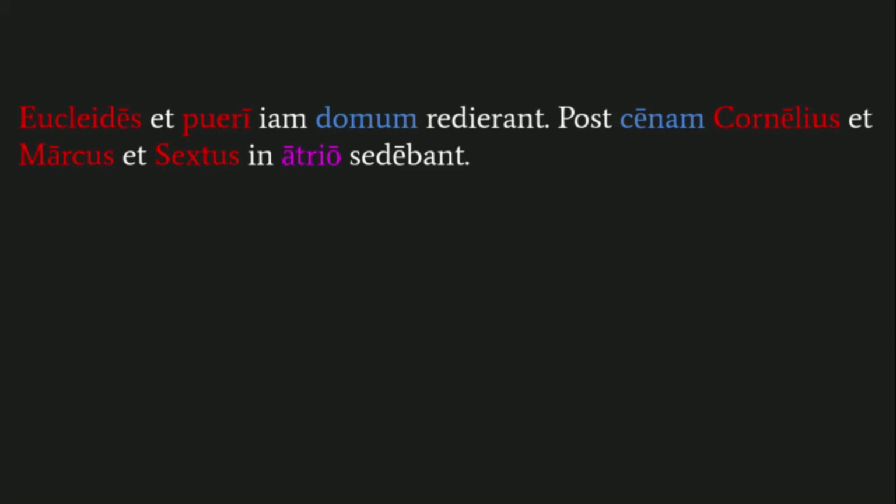Euclides et pueri. So Euclides and the boys, remember, they had just been out looking at the city in the past couple chapters. They redierat, pluperfect, they had returned home. Iam means now. So they now had returned home is one way to say it. So they're back at the house.